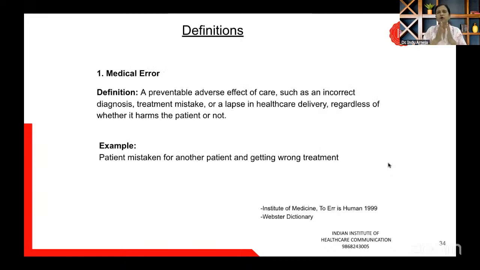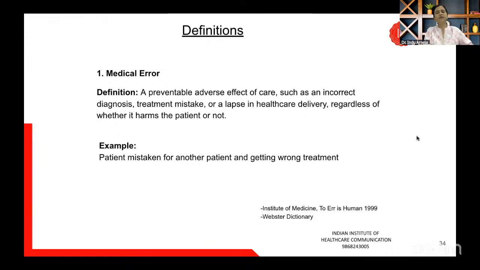So if you look at what people consider as error, even among us, a lot of us are not very clear what exactly we mean by error, and it will help us to know what exactly is error. For example, medical error is exactly when an error has happened at our end, where probably we missed the right diagnosis, or there was a treatment mistake, or there was a lapse in the health care delivery, and it led to some harm or no harm to the patient. Whether harm happened or not, that's immaterial, but did the error happen?